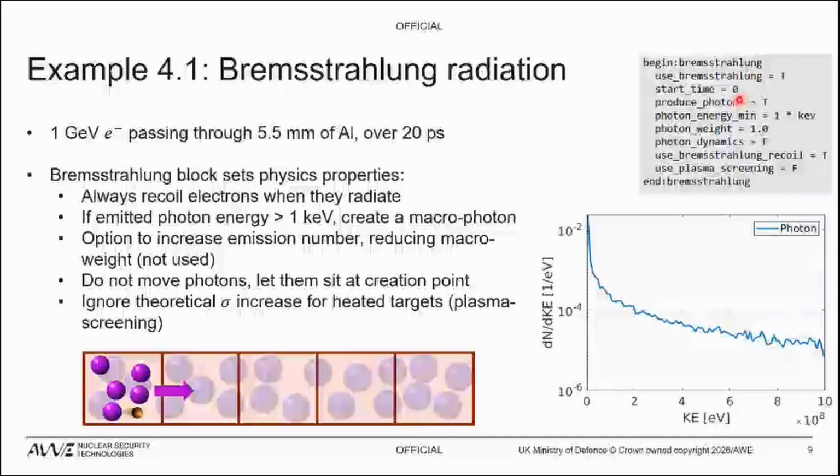Yes, make photons, but photon dynamics is F. Don't move them. We don't care about moving these photons. Let them just sit where they're created. And that's basically all the properties that we're setting here. And this produces a Bremsstrahlung photon spectrum, which looks like that. Very good way of looking at the radiation that you produce when electrons move through materials.